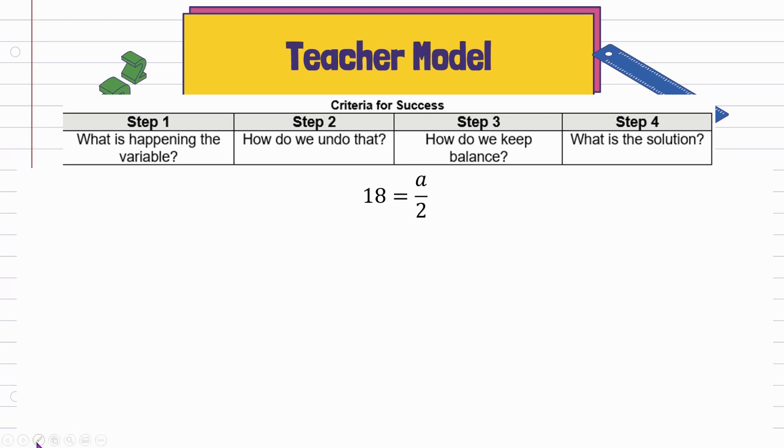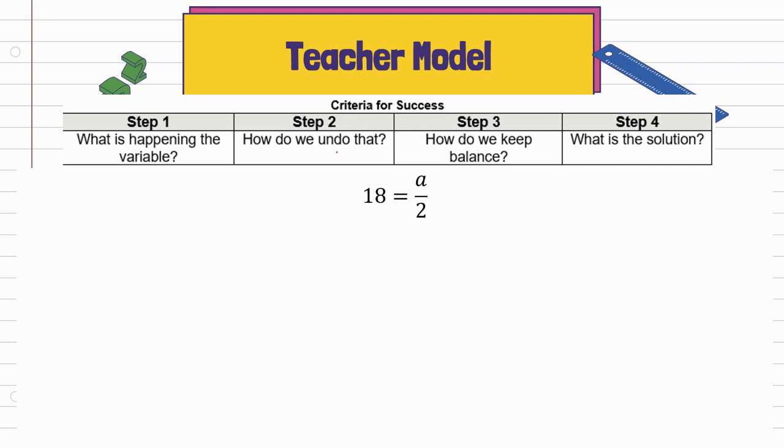We're going to be solving one-step equations, and in this case, our equation is 18 equals a divided by 2. We're going to use the same criteria for success and ask ourselves the following questions. What is happening to the variable? Here I can see that my variable a is being divided by 2.